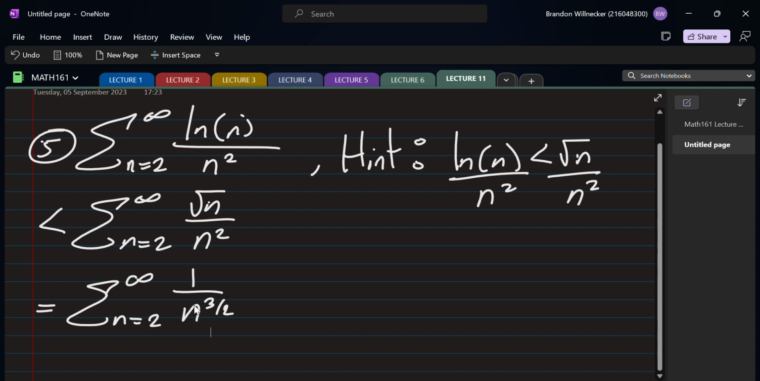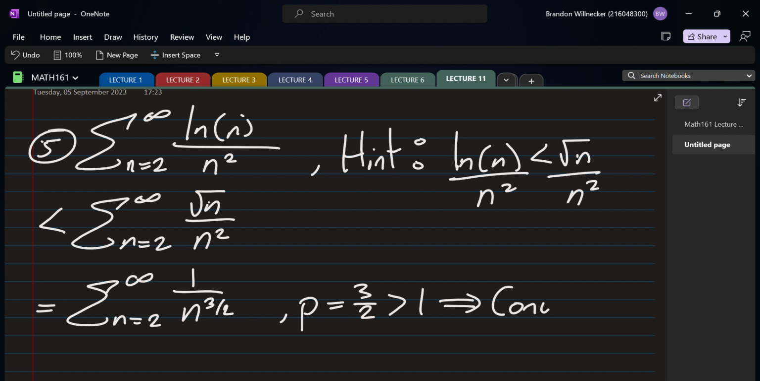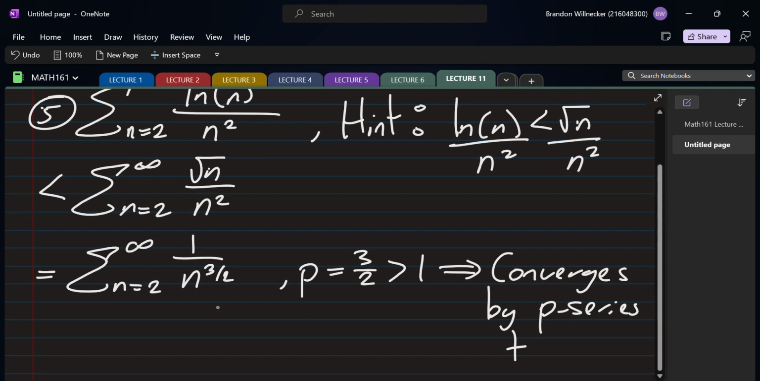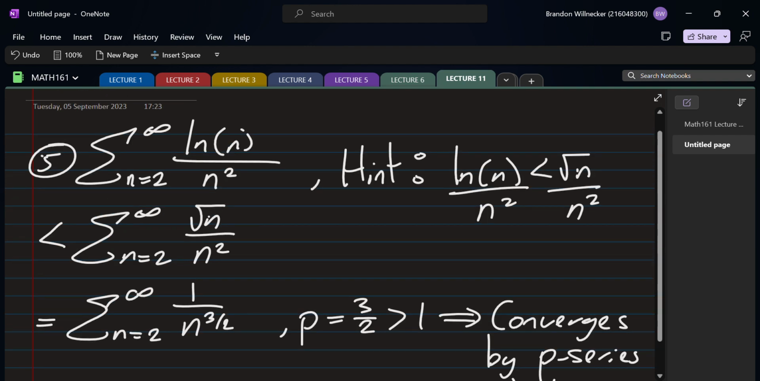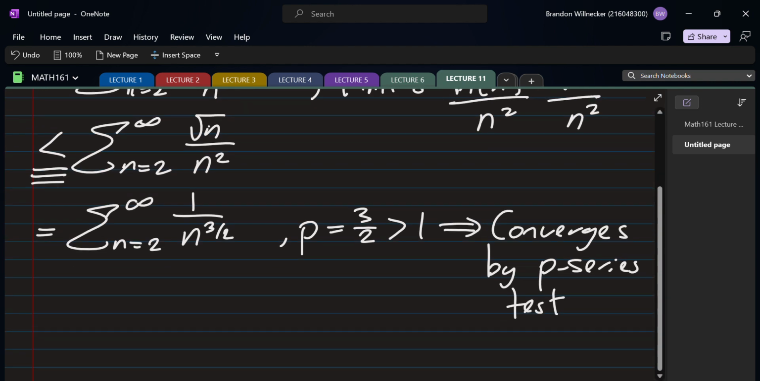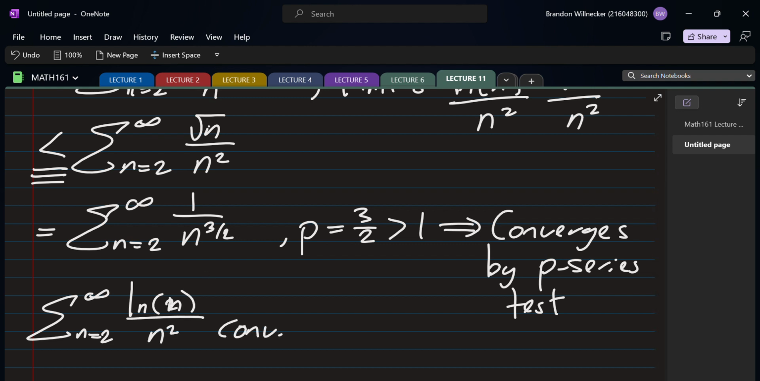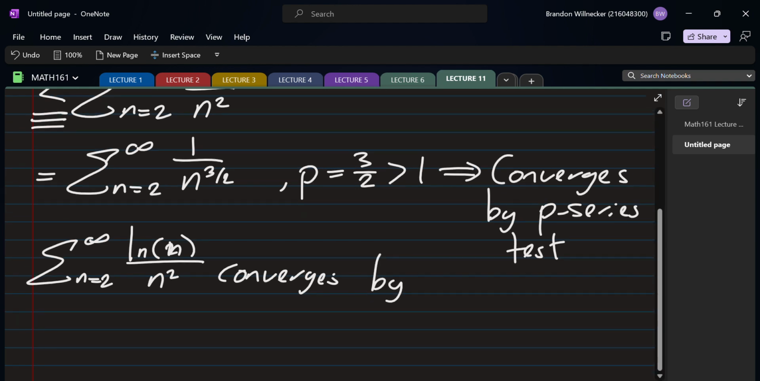But now this is just one of our p series. Okay, in this case, p is equal to 3 over 2, which is indeed greater than 1, so it must converge by the p series test. Now, if that one converges, note how the larger one converges, which means the smaller one must also converge by the direct comparison test. So since the larger one converged, that means our smaller one must also converge. So we have the sum of the natural log of n over n squared converges. Why does it converge? It converges by the direct comparison test.